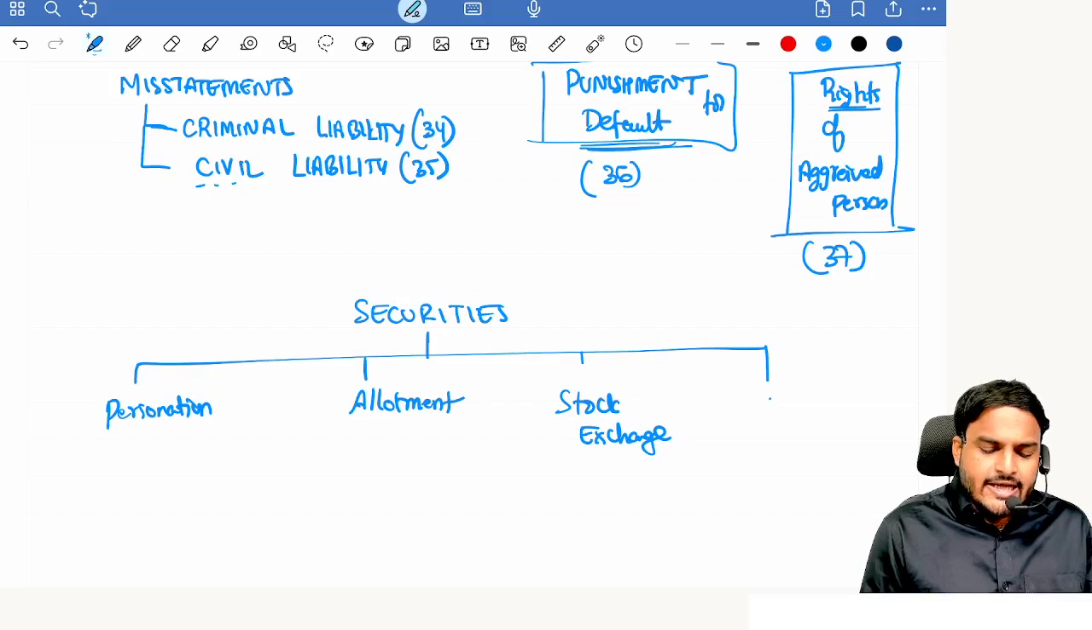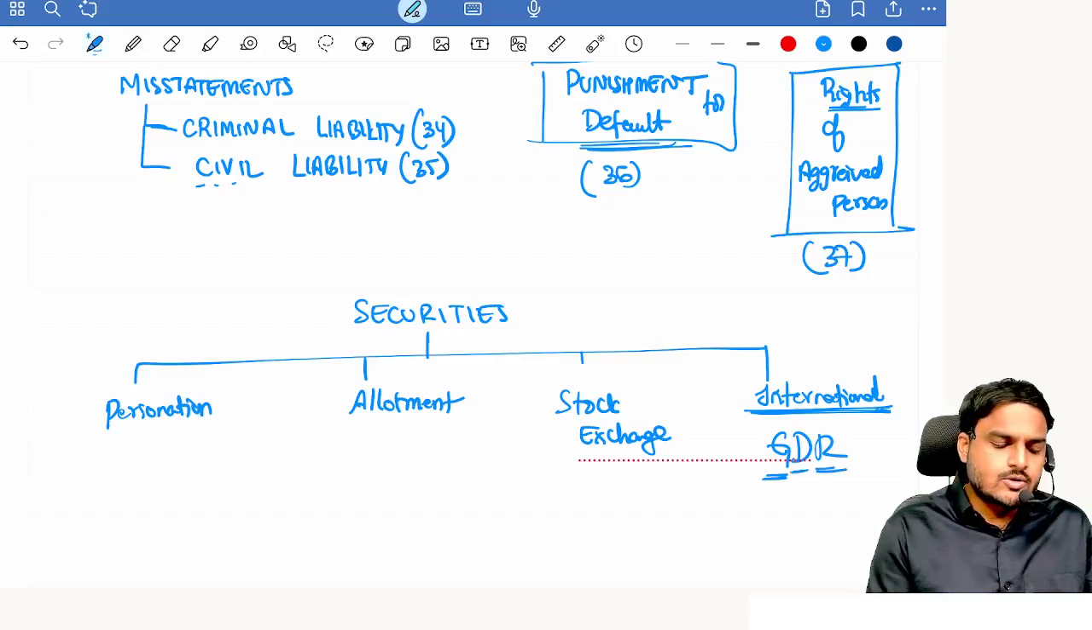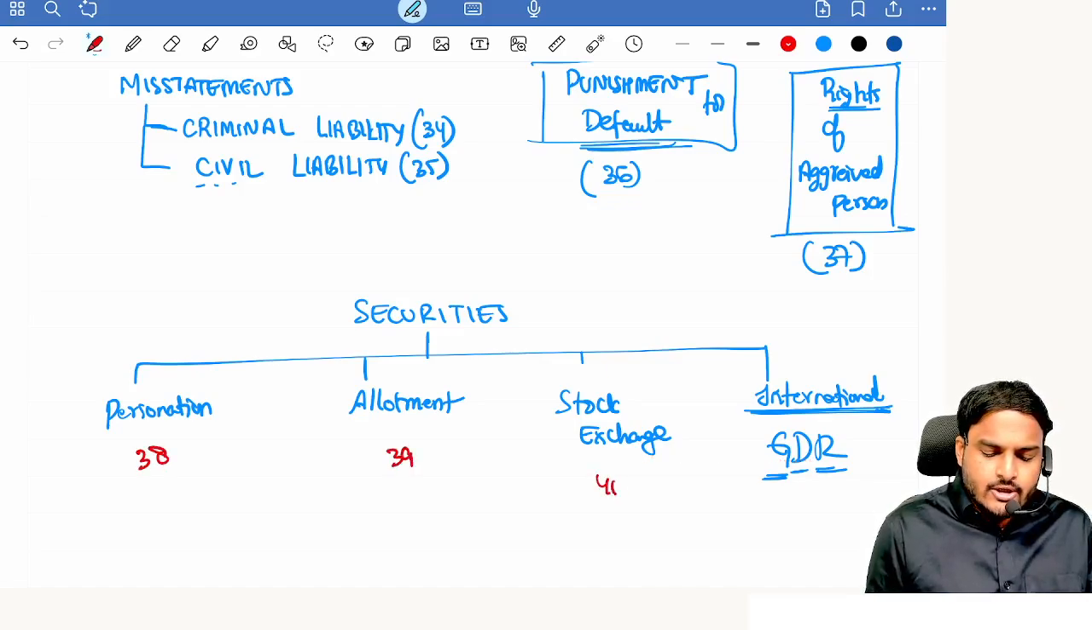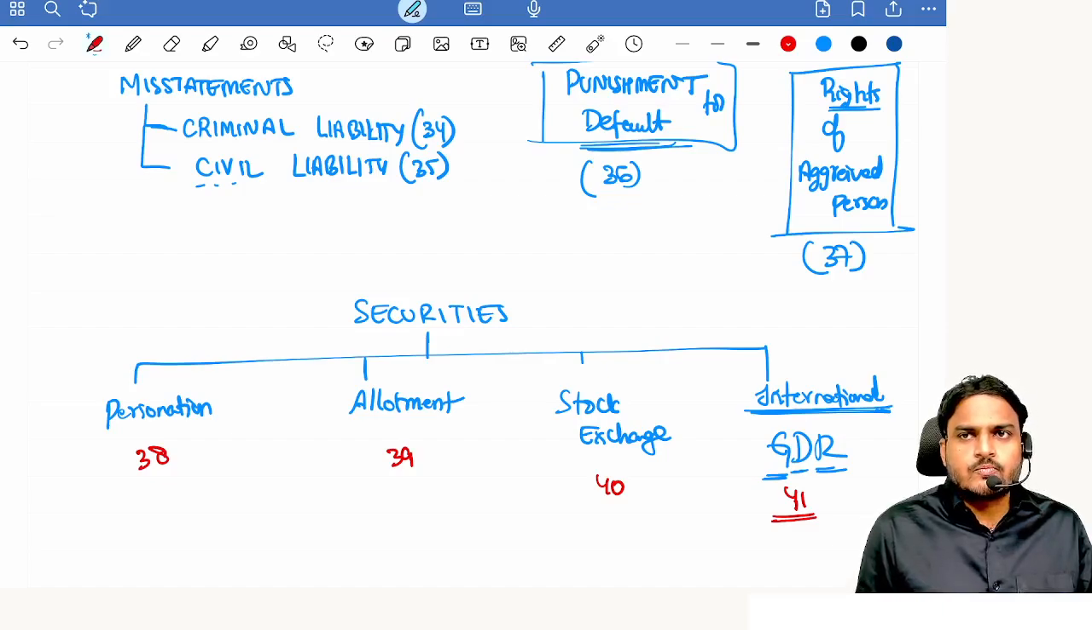And the last one, international securities. International securities, I call them global depository receipts. So international means nothing but global depository receipts. So the remaining section numbers: 38 personation, allotment 39, stock exchange 40, and GDRs 41. 42 already completed. Private placement 42, I told you.